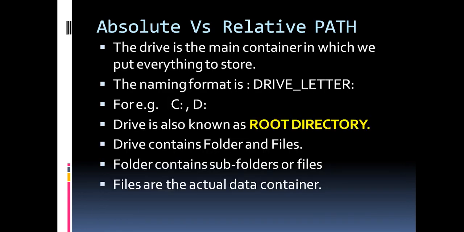Now let us see absolute versus relative path. The drive is the main container in which we put everything to store. The naming format is drive letter colon. For example, if it is C drive, we write C colon; if it is D drive, we write D colon. A drive is also known as the root directory, since everything begins there; it is the main container. Generally in a tree, the root is at the bottom and the branches are up, but here the root is at the top and the branches are down. Therefore, your drive letter is always called the root directory.